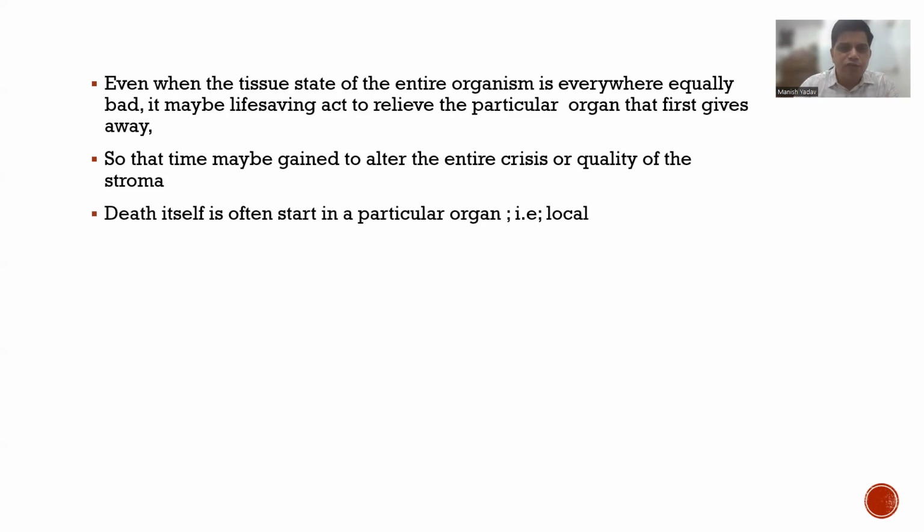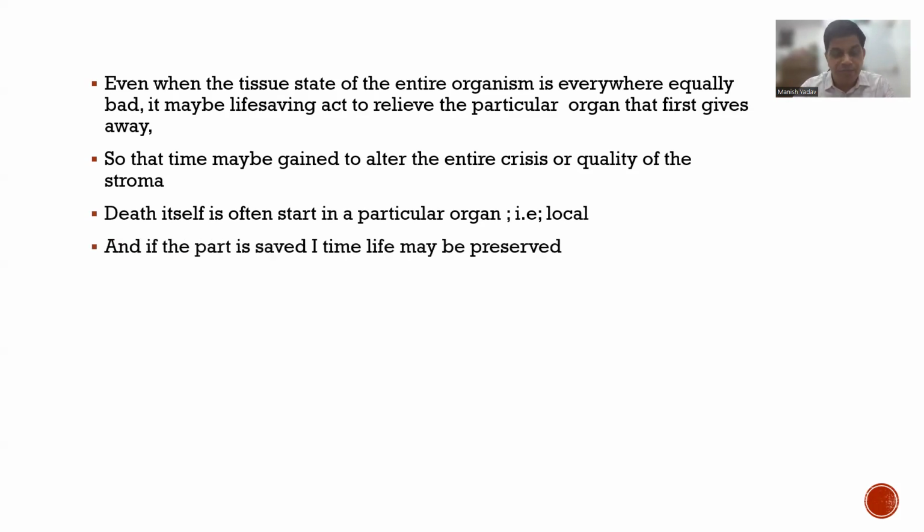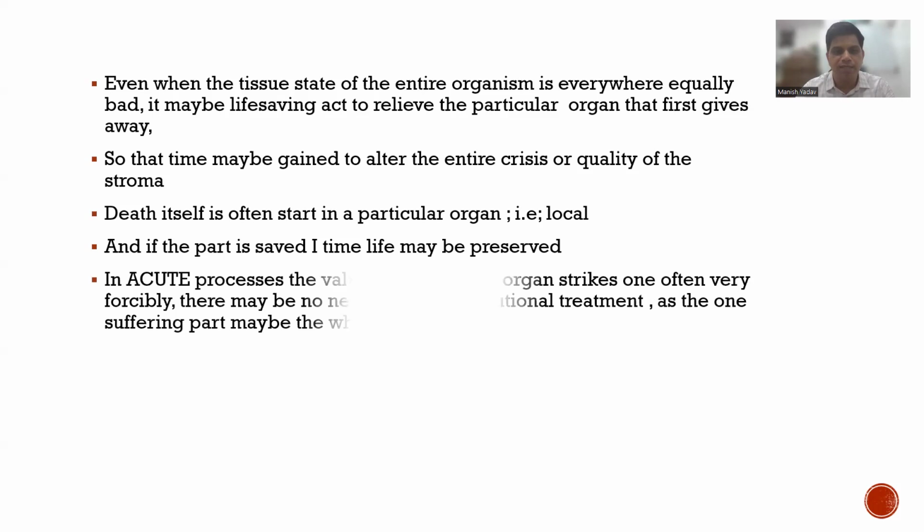Death itself often starts in a particular organ. He says very nicely, how does death come? It starts in a local organ. An organ at the tissue level starts dying, and slowly the entire organism dies. And if the part is saved in time, life may be preserved. So if you really want to preserve a life, you have to really look into the organs. You have to look and save the parts.